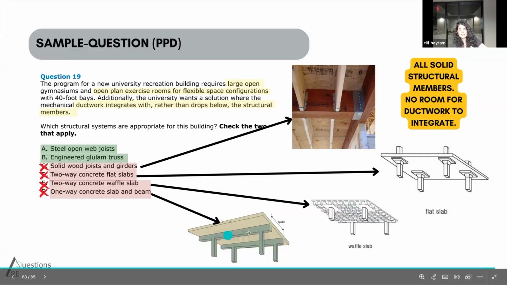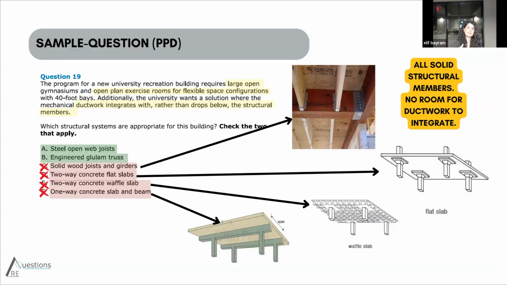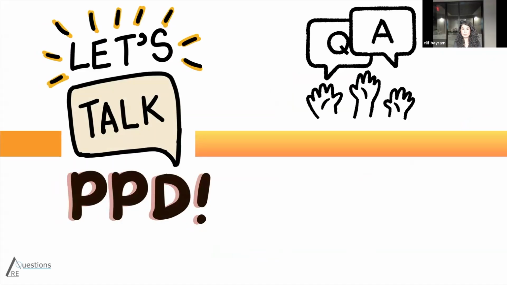It has a drop below, and with slab and beam, the beams are going to drop, so you need to go underneath them. All three options are concrete. So obviously you don't have holes in a concrete slab and beam or waffle type of situation. It is going to go underneath, and the question said it has to integrate, and it says pick two. Since the four options are all solid structural members, with no room for the integration of the ductwork, we can group them together. They have a similar slab and beam situation going on. So that's why those are the incorrect options.